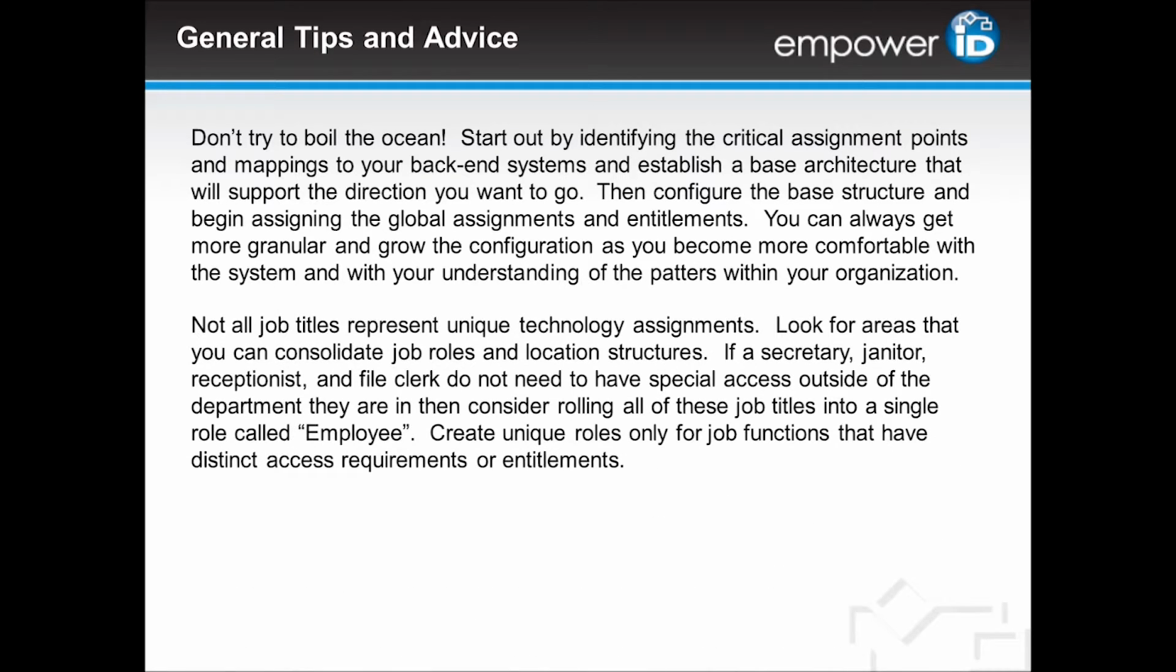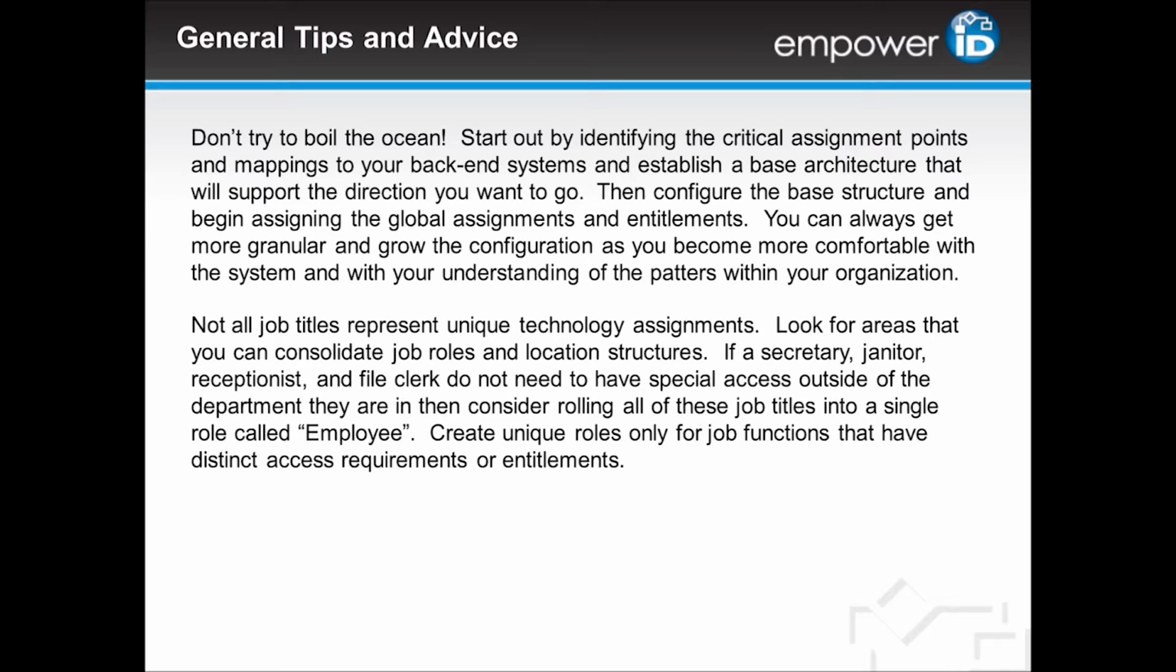Now also, remember that not all job titles represent unique technology assignments. Look for areas that you can consolidate job roles and location structures. For instance, if a secretary, janitor, receptionist, and file clerk don't need to have special access outside of the department they're in, consider rolling all these job titles up into a single role called employee. Okay? And then create your unique roles just for those job functions that have distinct access requirements or entitlements.